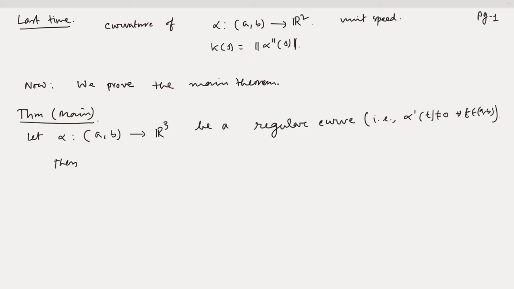Then the curvature of alpha at the point t, that is kappa(t), is equal to the norm of alpha double prime of t cross product with alpha prime of t, over the norm of alpha prime of t to the power 3. So here we prove this theorem. Proof.